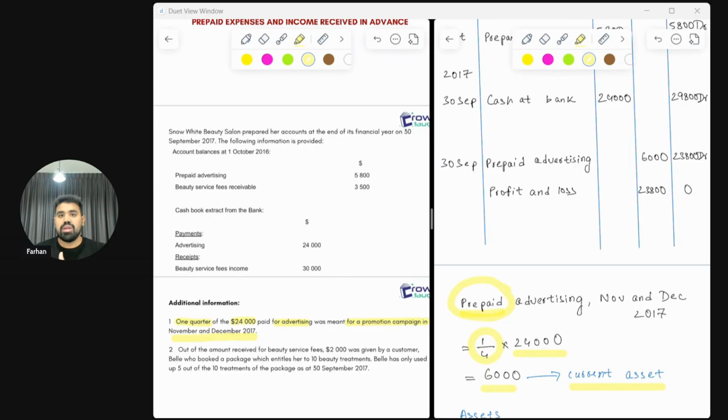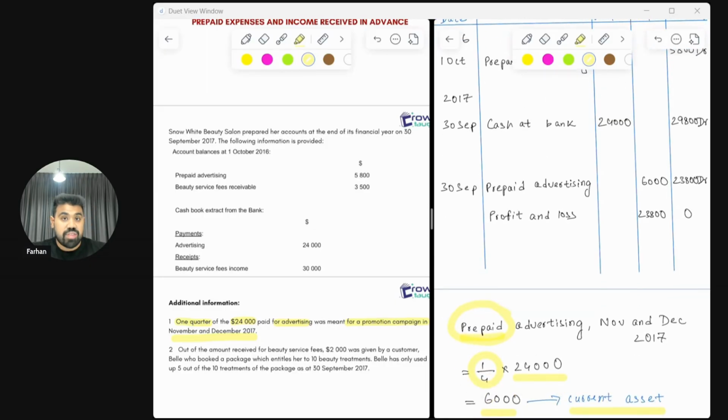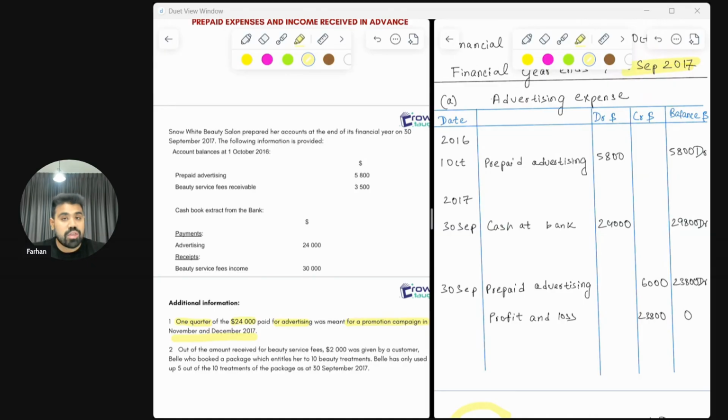Because you have made payment in advance, you have the economic benefits available for consumption in the next financial year. All right? Now, this prepaid advertising, which is essentially an asset at the end of the financial year on 30 September 2017, where should we record this? Within the advertising expense account. Should we record this on the debit column or on the credit column? We are going to record this within the credit column.